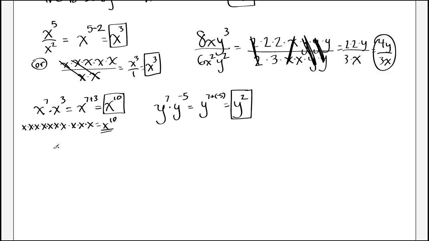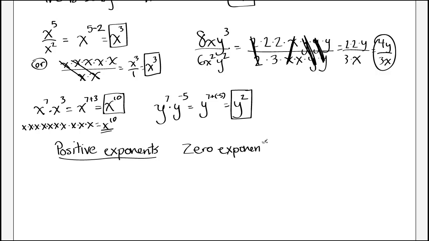So from here, let's take a look at our positive exponents. We'll take a look at our exponents when they are 0, because these are different. And then we'll take a look at negative exponents. Again, these are different than our positive exponents and our zero exponents. So let's go ahead and start with our positive exponents.